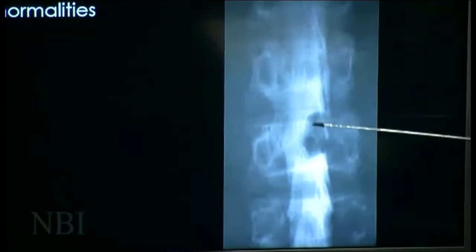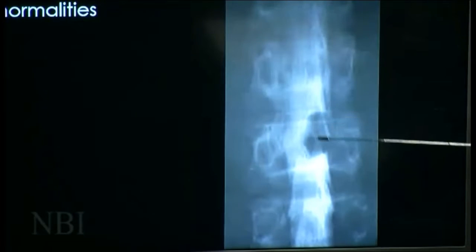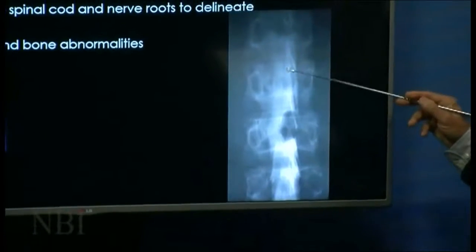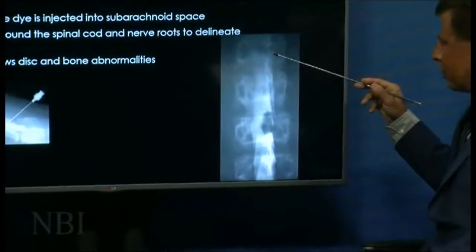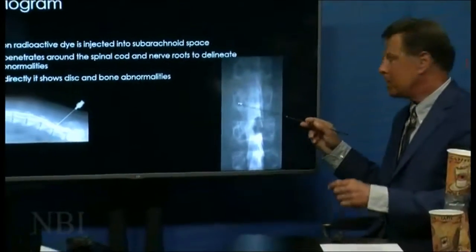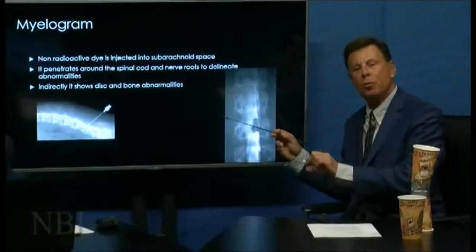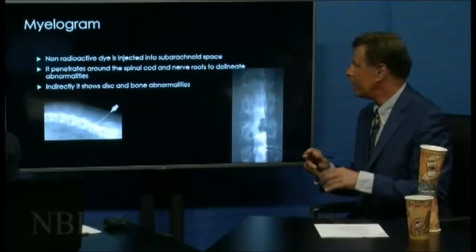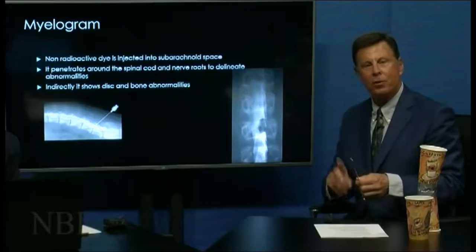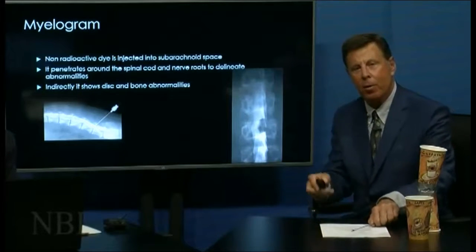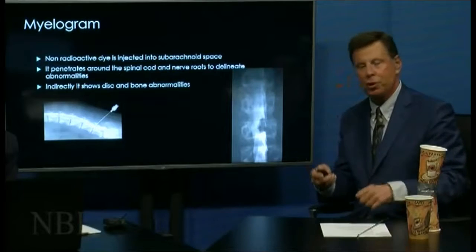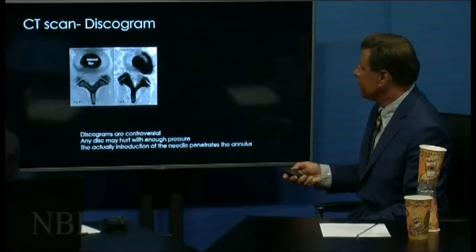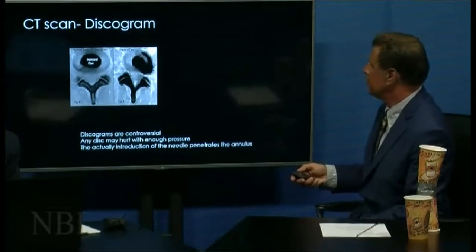It could be an impression of a spur on the thecal sac. It could be, hope not, a tumor. But a myelogram is an older study. It's still a very good study, but it doesn't show soft tissue. It just shows where the soft tissue or bone is impinging on the spinal canal. I know it's a matter of terminology, but it indirectly shows abnormalities. The MRI, however, that shows soft tissue will show a tumor or herniated disc. The CAT scan and discogram, these discograms are controversial.